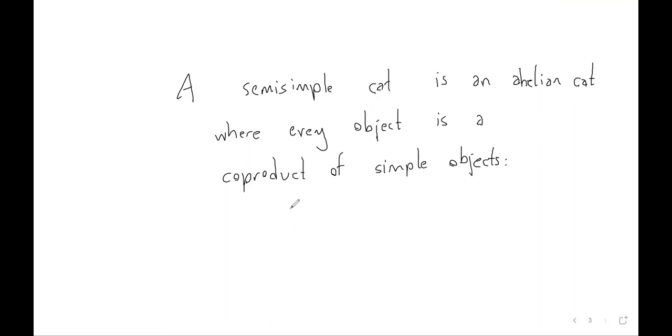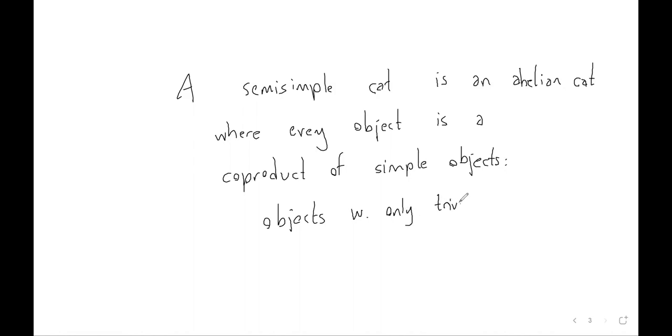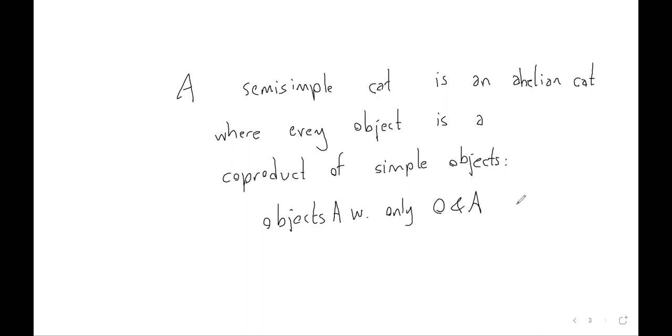And what's a simple object? It's an object with only trivial quotients, meaning the only quotients are itself and zero. Objects A with only zero and A as quotients.